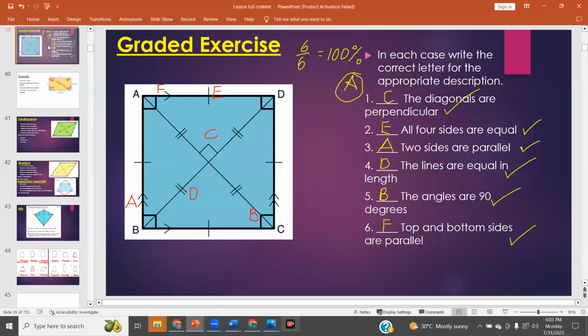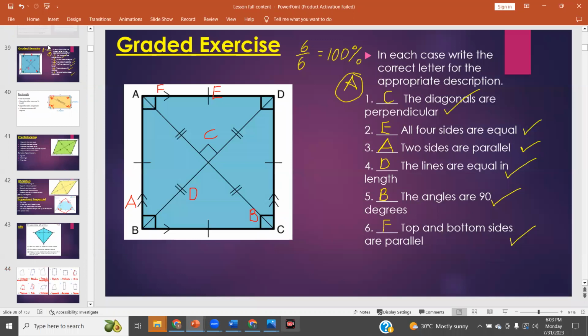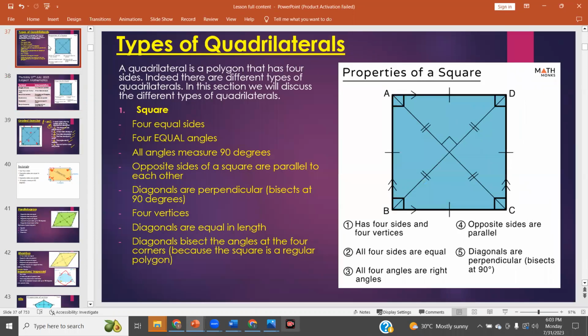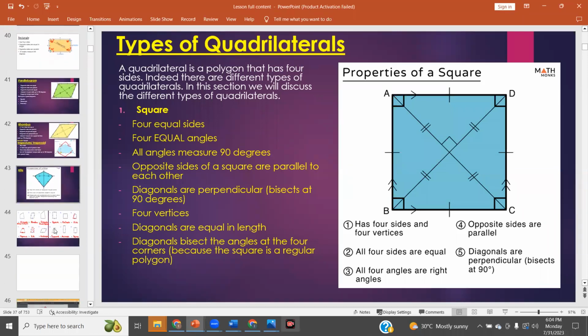We're going to start first with the square. All of this is review, by the way. We'll start with the square, and then we'll go to the rectangle and so on. This is just review before we get into the work for today.